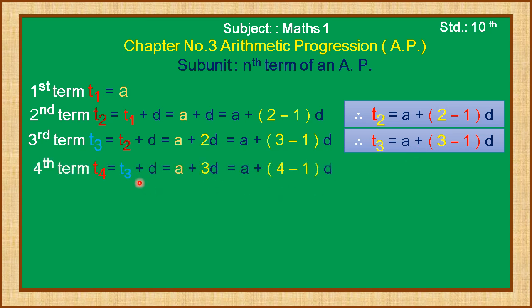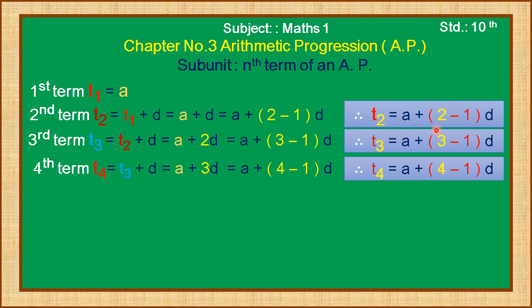The next step, the fourth term. T3 plus D is equal to A plus 3D. Here the coefficient of D is 3. We can write for this 3 the term 4 minus 1, with subtraction. Therefore, the fourth term T4 is equal to A plus (4 minus 1) D.